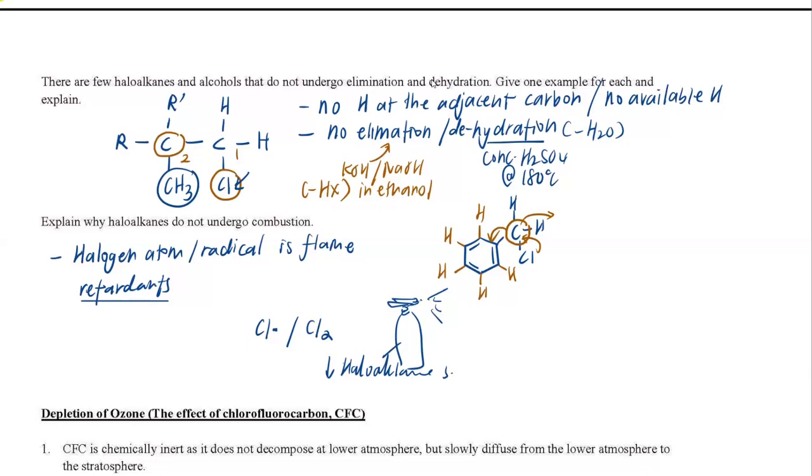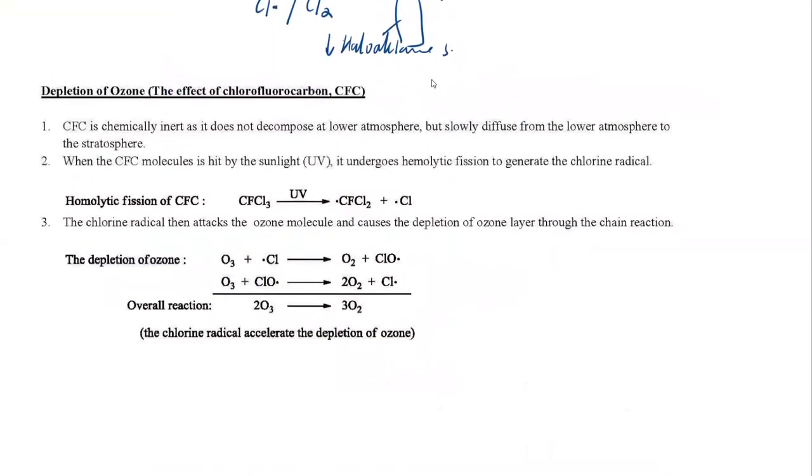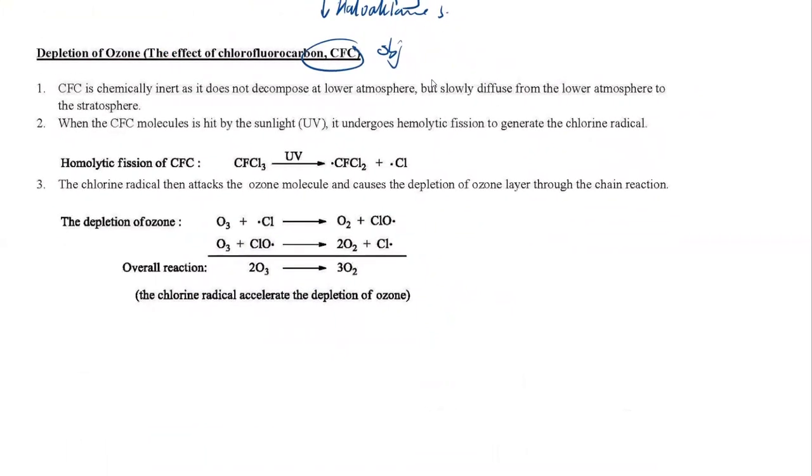Okay. Right, next. Okay, so the depletion of ozone, focus on objective also. Objective only. Okay, so depletion of ozone, stories about CFC. You know what is CFC? Chlorofluorocarbons. One example of CFC is CF2Cl2. Okay, CF2Cl2. This is your chlorofluorocarbon.